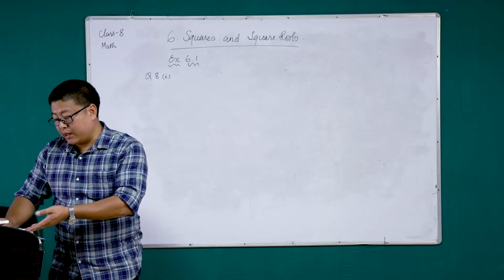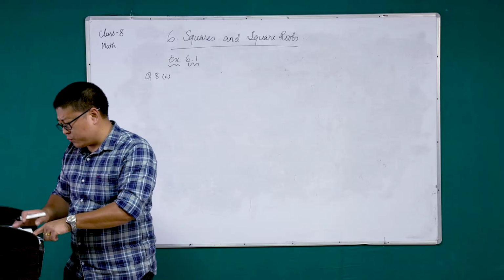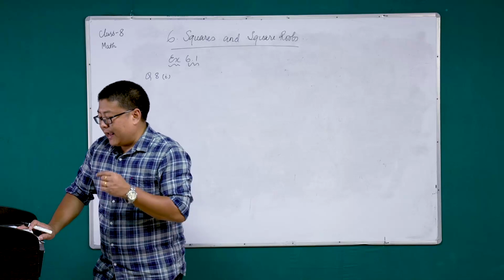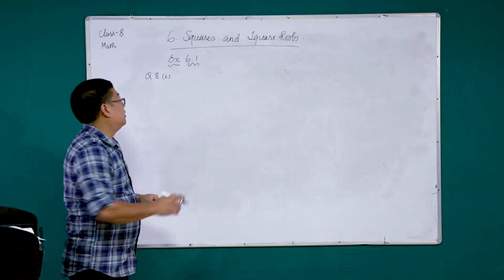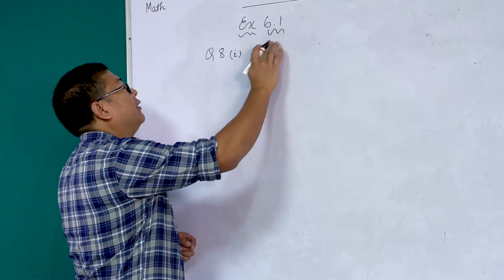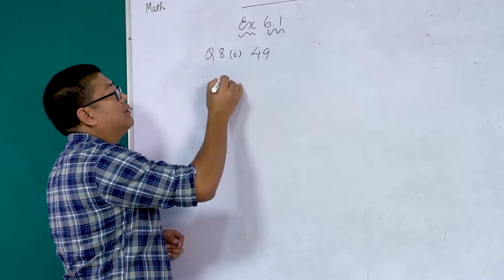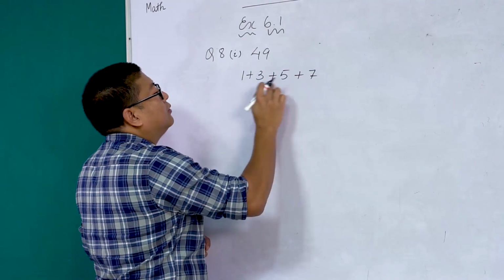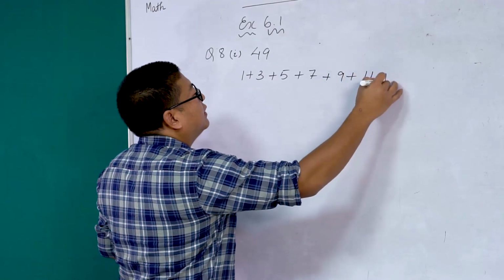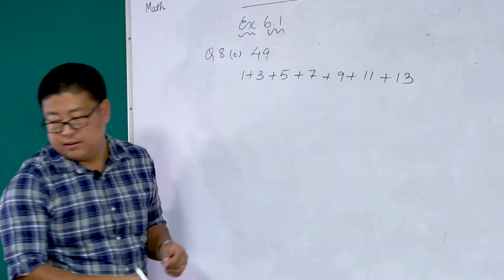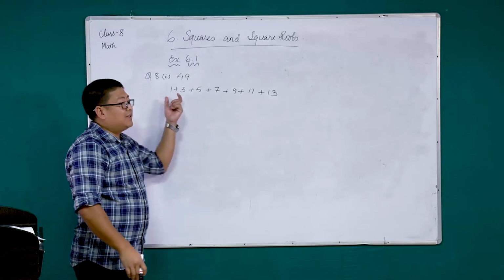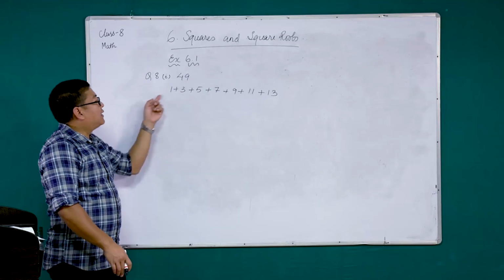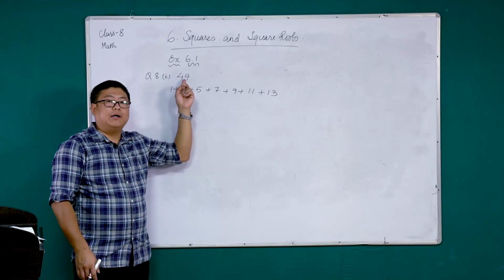Now this is given in words, we have to write it in figures. So express 49 as the sum of 7 odd numbers. So 49, I have to write as 7 odd numbers. So 1 plus 3 plus 5 plus 7 plus 9 plus 11 plus 13. When I take the first 7 odd numbers, 1, 2, 3, 4, 5, 6, 7, if you add them up, you will get 49. I hope you understand this.